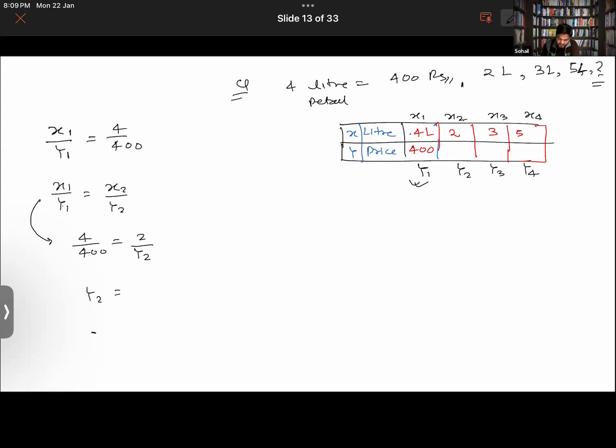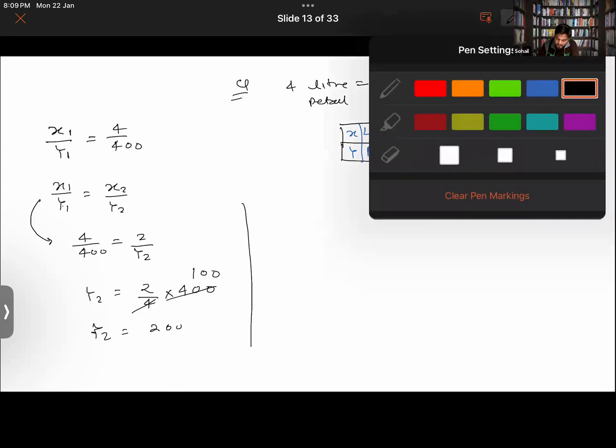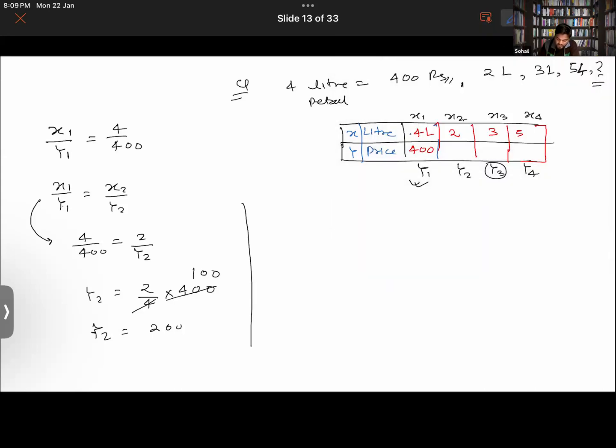So it is going to be 2 upon 4 into 400. So y2 is getting 200 rupees. This 100 will cancel. Getting it or not, guys? Similarly, you can find y3 also. So now again, put what you have just got. The value of y2 we got is 200, right?